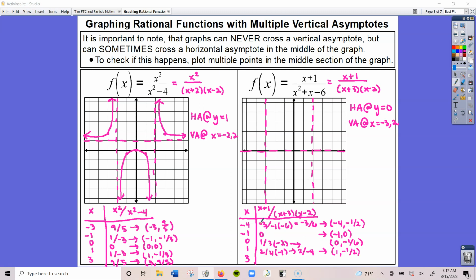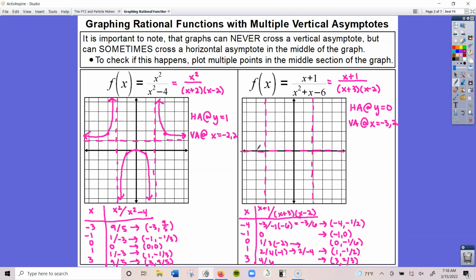When I plug in my final point, 3, 3 plus 1 is 4, over 3 plus 3 is 6, times 3 minus 2 is 1. So 6 times 1 is 6. So we have our final coordinate at 3, and then 4 over 6 can be simplified to 2/3. So these are my points. I'm going to go ahead now and put them on my graph and see what happens.